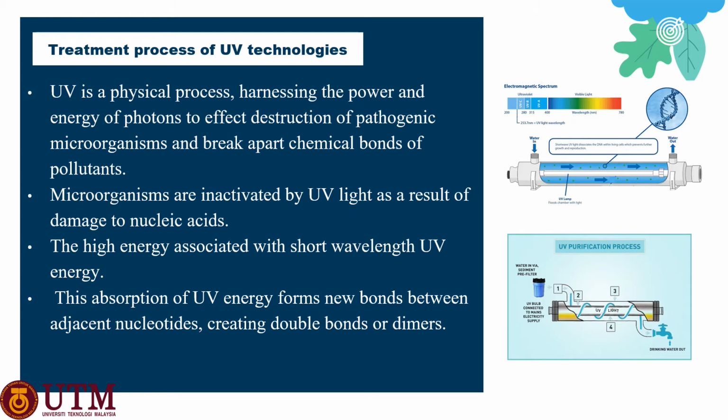The high energy associated with short wavelength UV energy, primarily at 254 nanometers, is absorbed by cellular RNA and DNA. This absorption of UV energy forms new bonds between adjacent nucleotides, creating double bonds or dimers. Dimerization of adjacent molecules, particularly thymine, is the most common photochemical damage. Formation of numerous thymine dimers in the DNA of bacteria and viruses prevents replication.